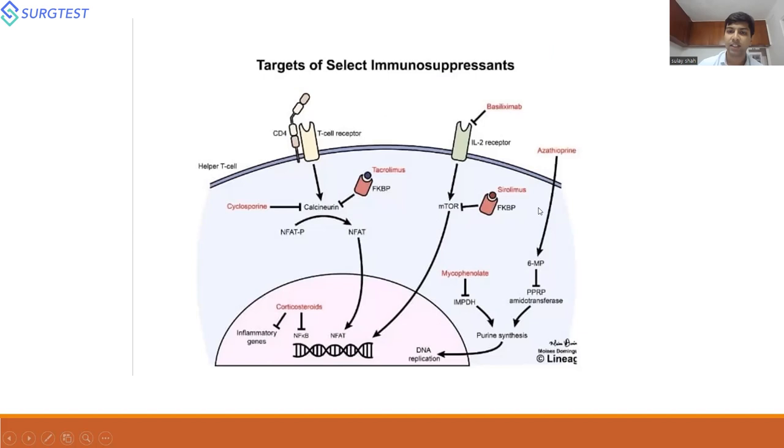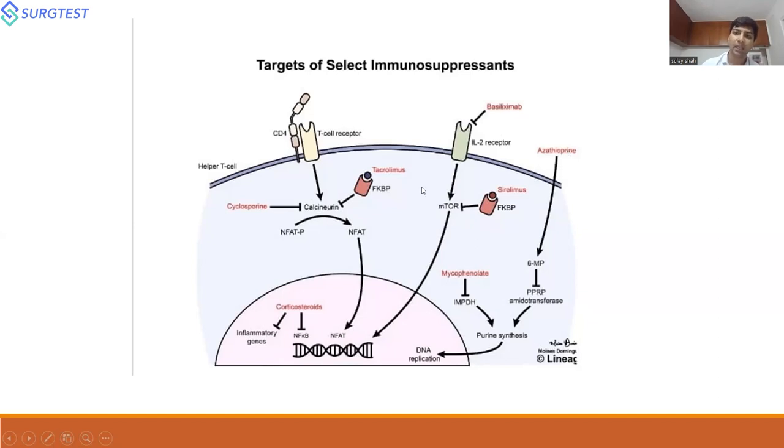Sirolimus is an mTOR inhibitor. So it's a different area where it acts. I know you have to remember all these things, but the diagram will help. Sirolimus acts on mTOR, again ultimately acts on NFAT and prevents proliferation. Corticosteroid acts on NF-kappa B, again prevents proliferation. Azathioprine is one of the oldest immunosuppressants used.